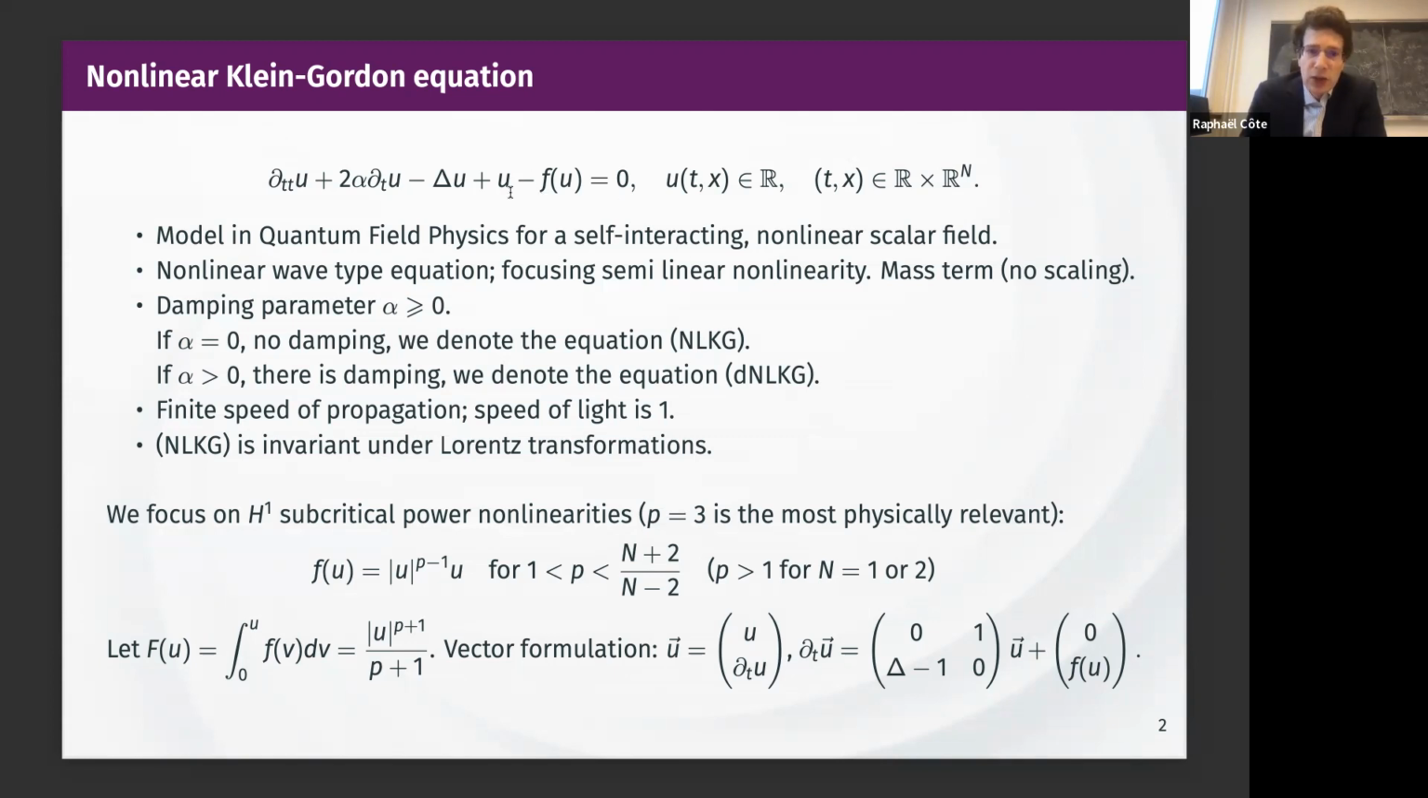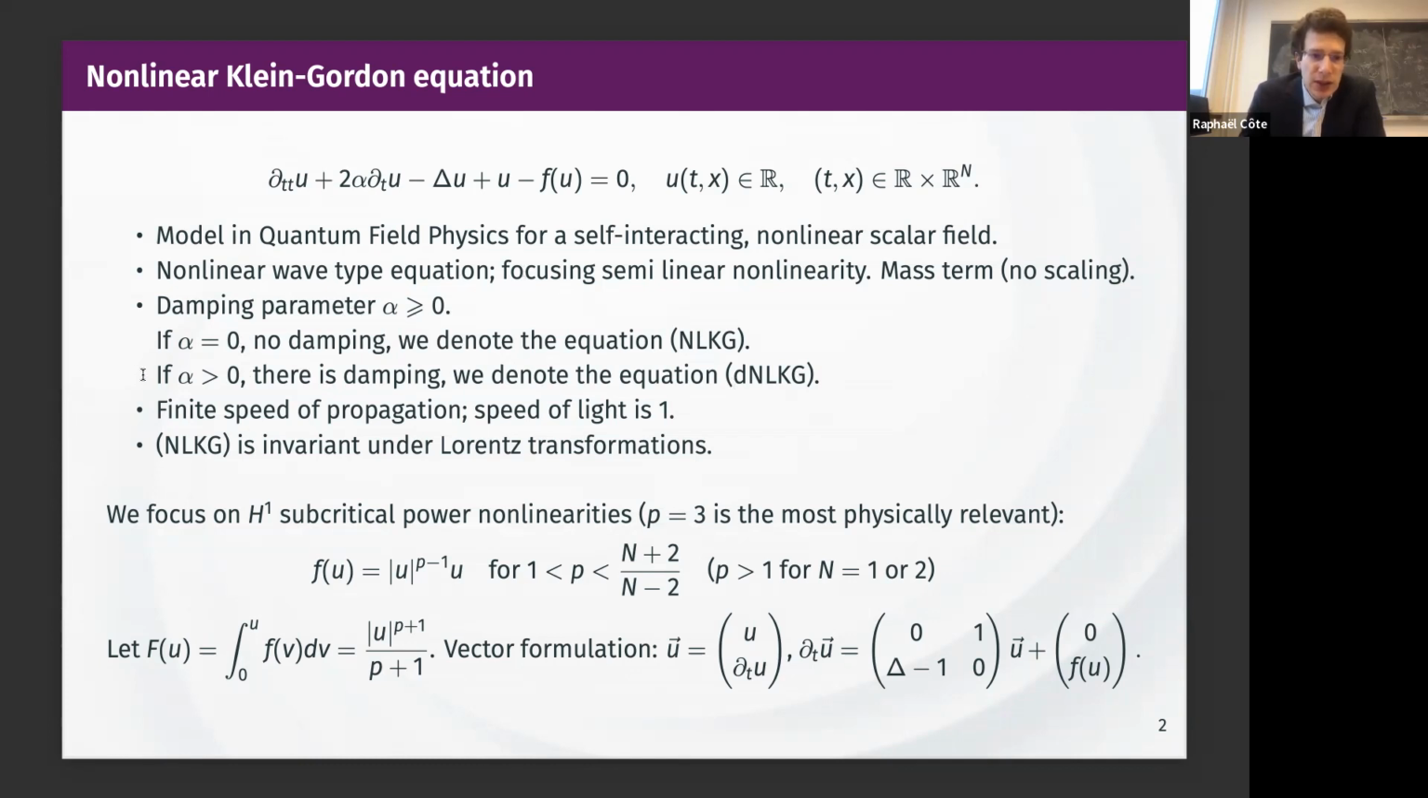So to the contrary of the equation on the previous slides, there is no scaling. So this u term kills the scaling. Now let me say a few words about this term, 2 alpha dtu. It's a damping term. So alpha is a constant parameter in this discussion, non-negative. So if alpha is 0, there is no damping. So it's just nonlinear Klein-Gordon. And if alpha is positive, then there is damping. And I will put a small d in front, dNLKG.